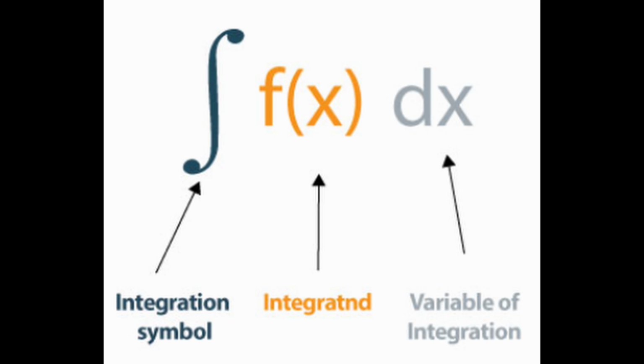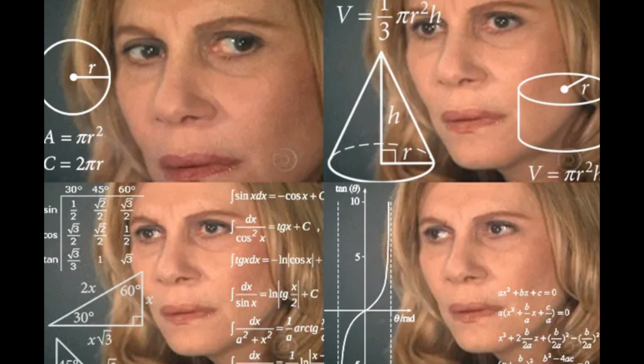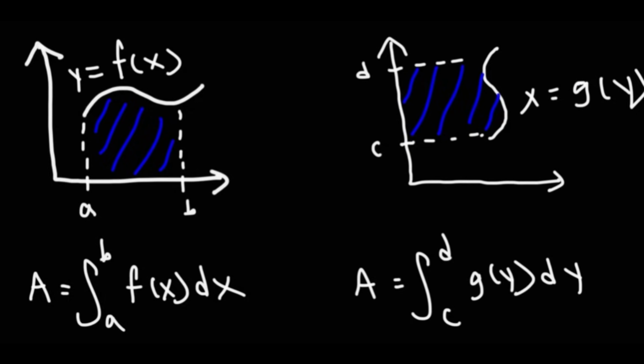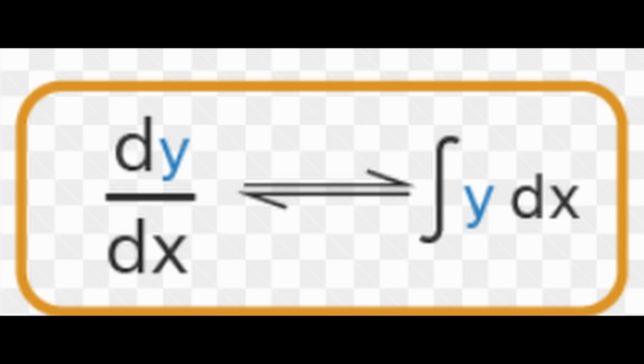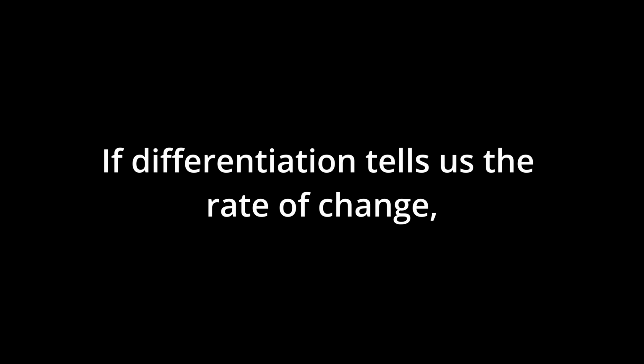So, integration is a mathematical process that helps us find the total or area under a curve. It's basically the opposite of differentiation. If differentiation tells us the rate of change, integration tells us the accumulated change. For example, if we know the velocity of a car over time, integrating that gives us the total distance traveled.